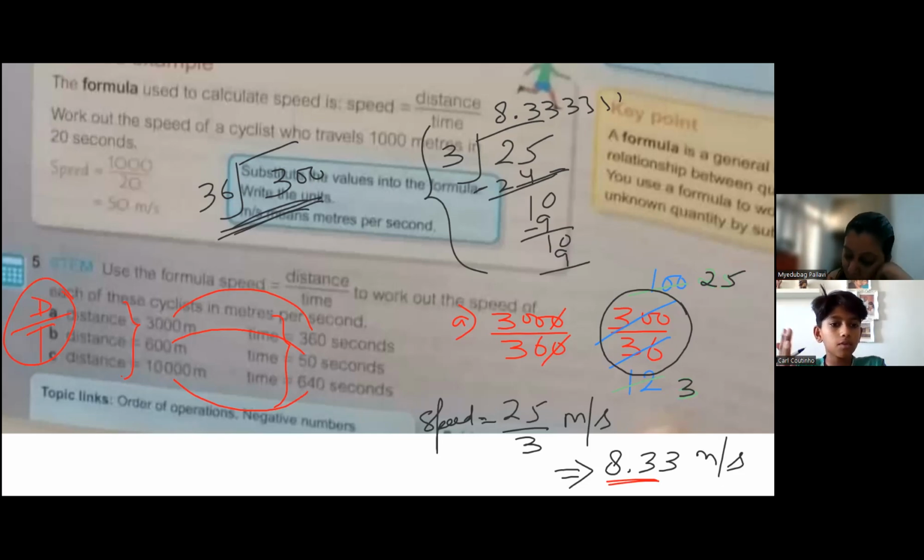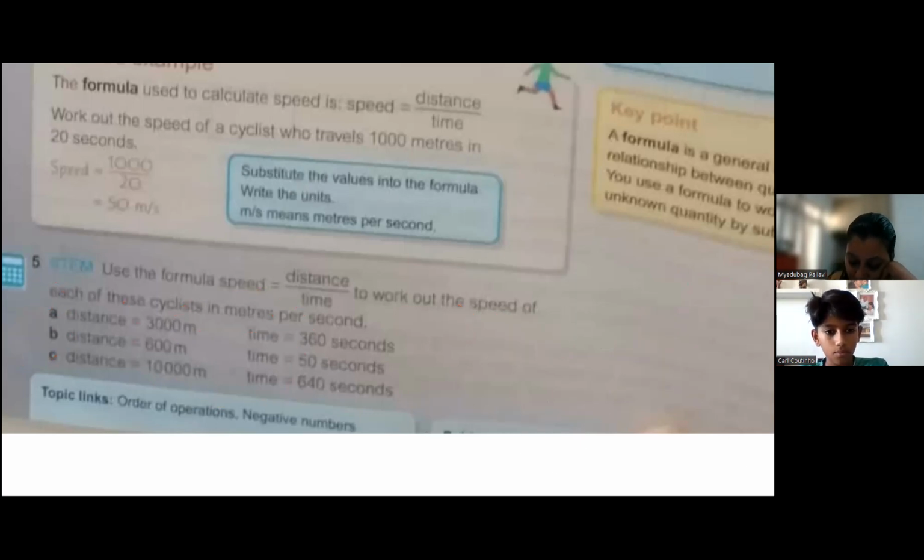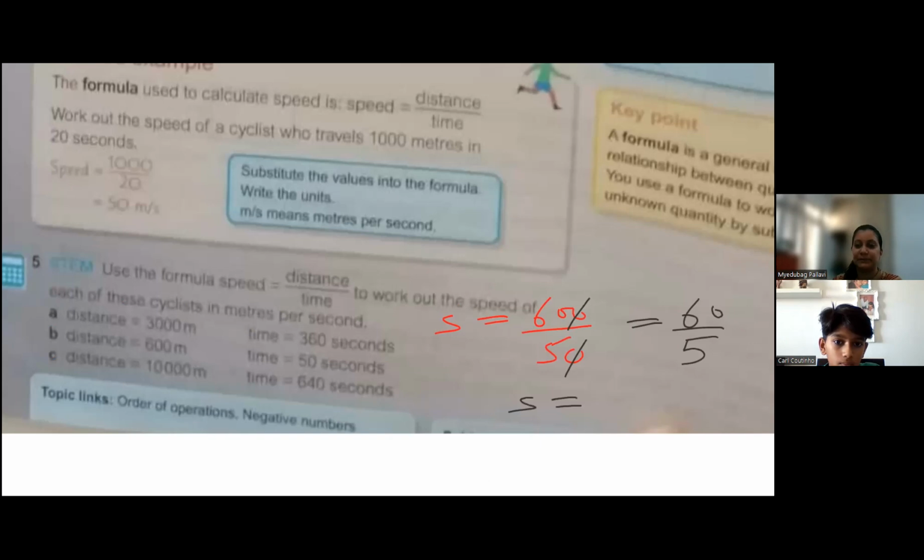So 600 divided by 50. The second one, you're saying? Correct. So the second one will be speed is equal to 600 divided by 50. As soon as you see zeros in the numerator and denominator, just cut them. This is the first thing that you do. It will be 60 divided by 5. This one is easier, exactly divisible. So is it 12? Yes, correct. 12 into 5 gives us 60, so it will be 12 meter per second. Don't forget to write the units, meter per second.